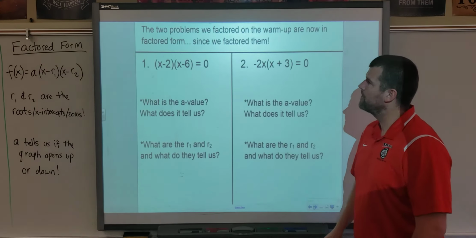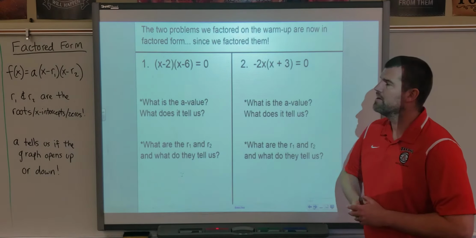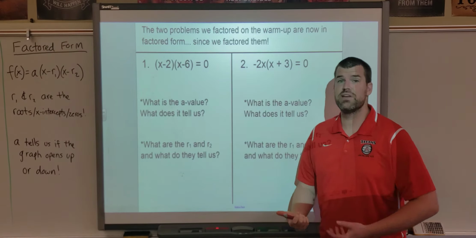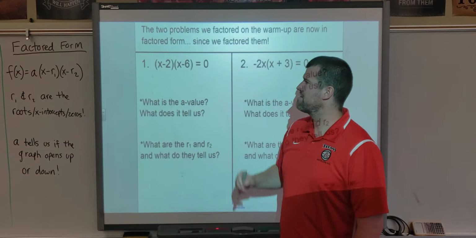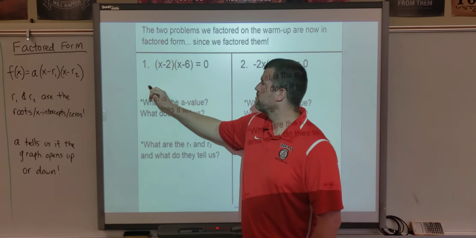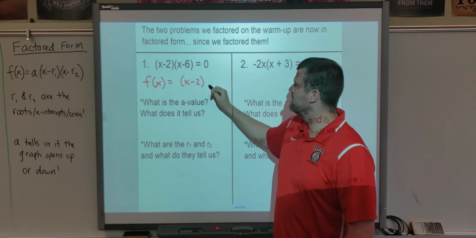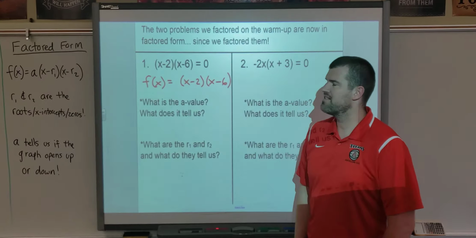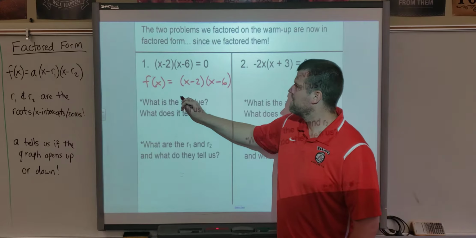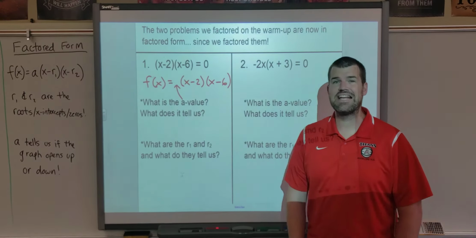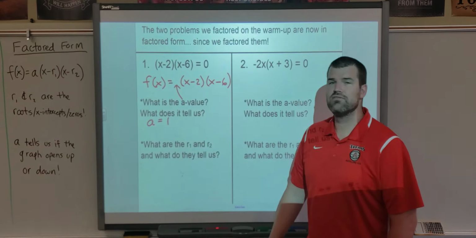Okay, so the two problems that we started with in the warm-up, when we factored, we essentially, halfway through the problem, put them into factored form. So we had x minus 2 times x minus 6 equals 0. Well, if that equals 0, I can rewrite this as f of x equals x minus 2 times x minus 6. That is actually the factored form of that problem that we did. The a value is always in front, and if we don't see anything there, what is our a value? Our a value is a +1.